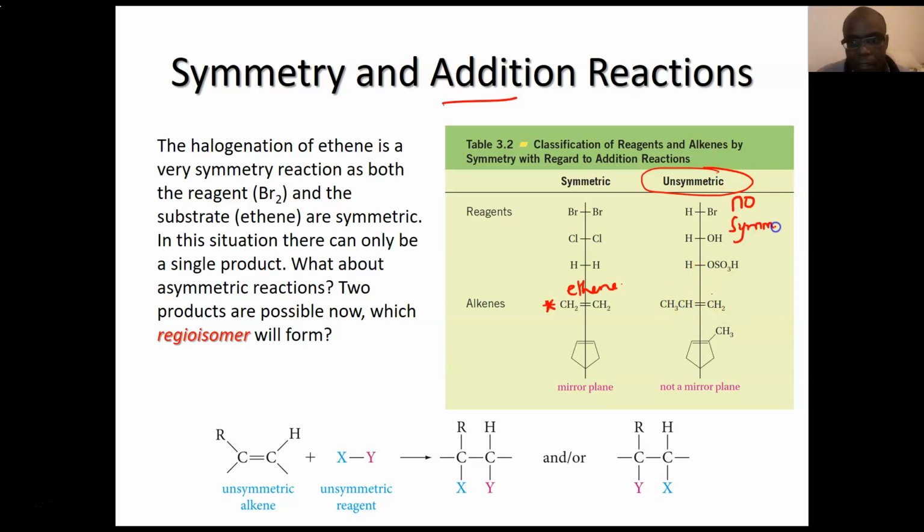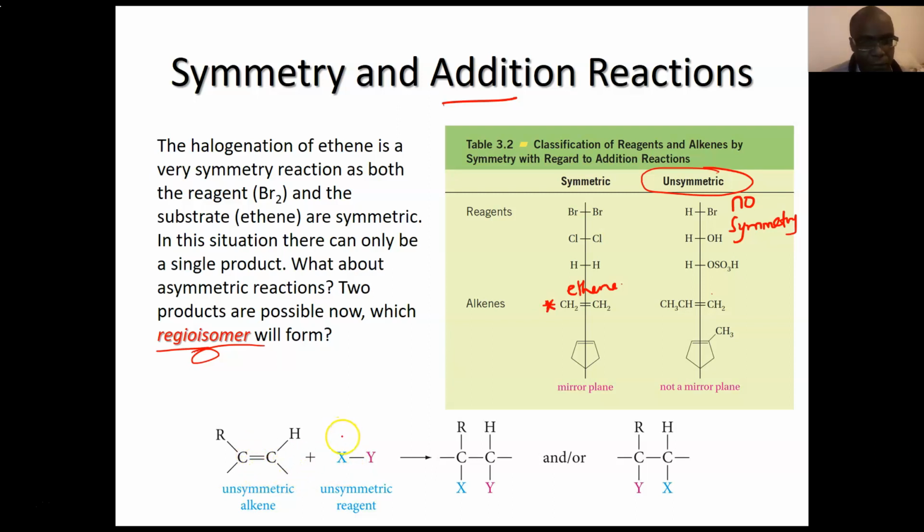So in that case, you will have to follow a rule called Markovnikov to determine which is the major product, and that's what we call regiospecificity, regioselectivity. Okay, so one of the regioisomers will be the major. You'll see that shortly.